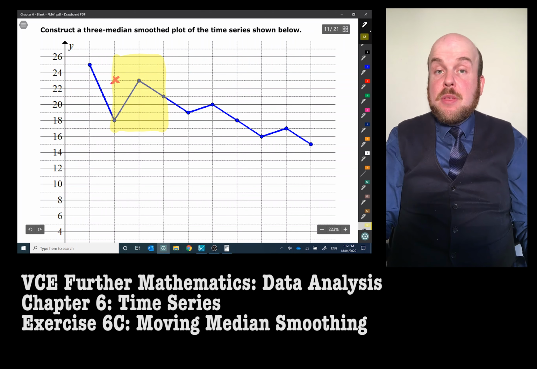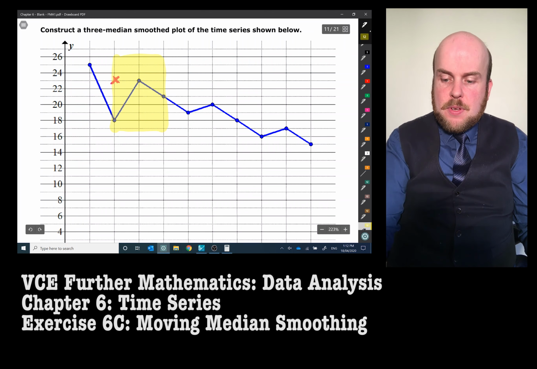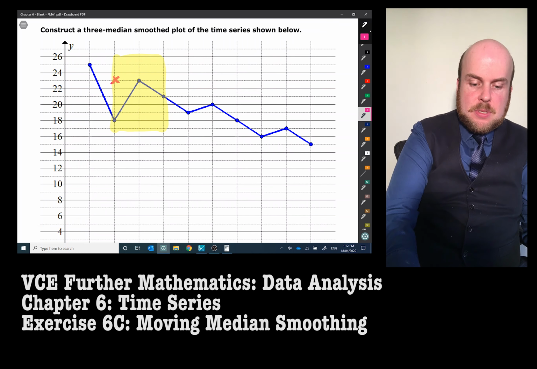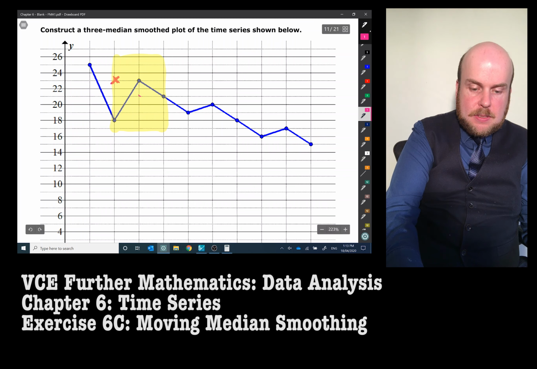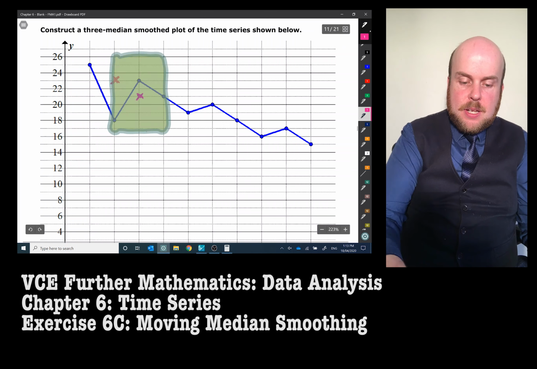So I need to find the median of the horizontal and the vertical. Well, the horizontal is the easiest. It's always going to be the middle. But what's the middle value here? Well, it's going to be this one here, because that's the highest, that's the lowest, that's the middle. There we go. That's those three.